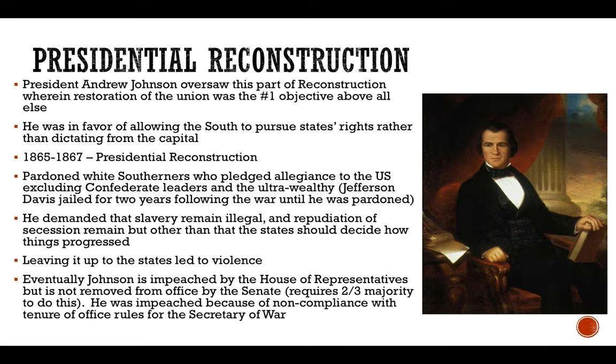Eventually, Johnson was impeached by the House of Representatives, but was not removed from office by the Senate. It requires a 2/3 majority in the Senate to remove somebody from office, but impeachment and removal from office are not the same thing. So the House of Representatives could say that this person is not fit to do their job, but it is up to the Senate to say that they are fired, essentially. He was impeached because of noncompliance with tenure of office rules for the Secretary of War.